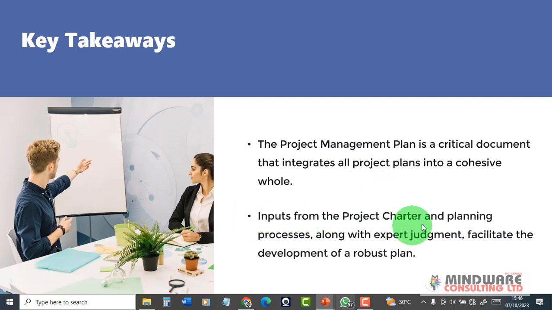Inputs from the project charter and planning processes, along with expert judgment, facilitate the development of a robust plan. So you have various inputs like we've looked at, and of course, one of them is the project charter. You have your tools and techniques, which include expert judgment and facilitated workshops and the others that we've looked at. All this helps to facilitate the development of your plan, and at the end of the day you have a comprehensive project management plan and you are good to go on your project execution.